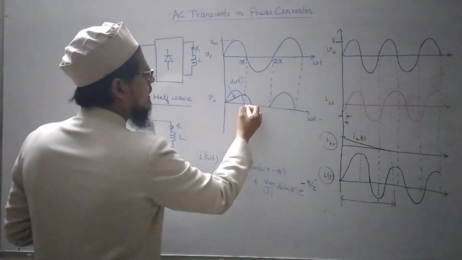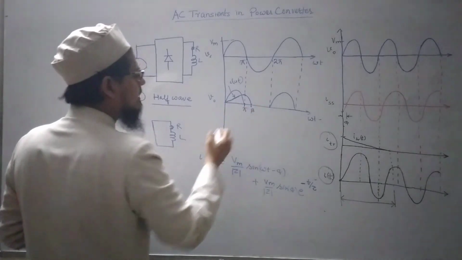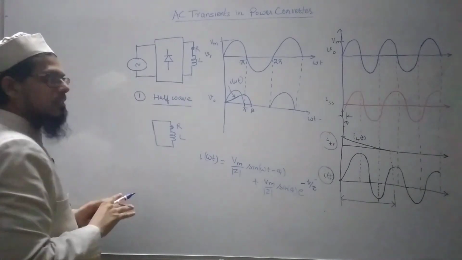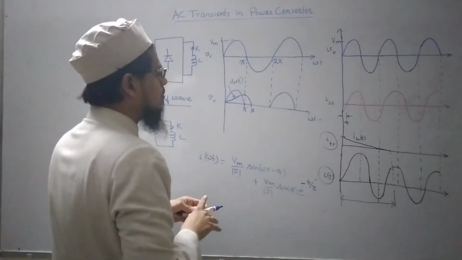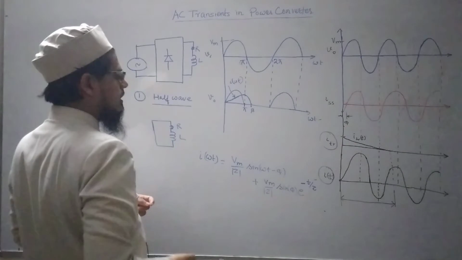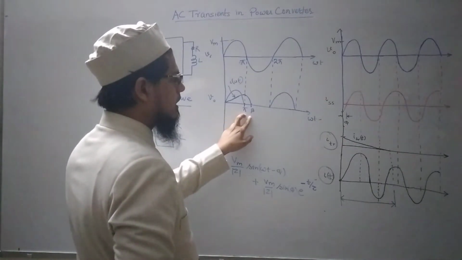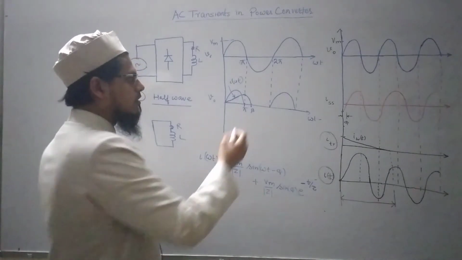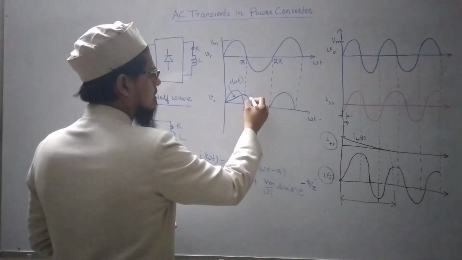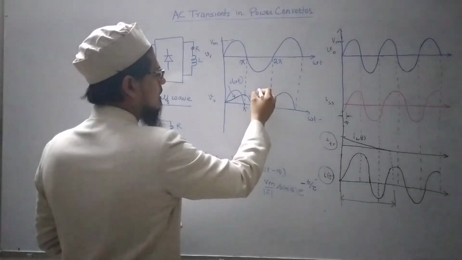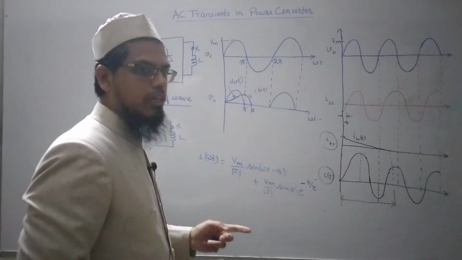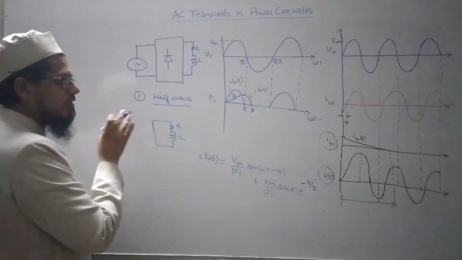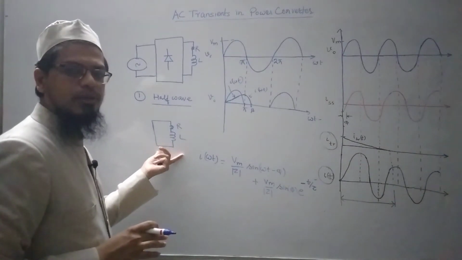So from this point to this point, this is beta, and current is falling to 0 in this region. Now the expression that we have derived for the current will not be valid for this case, because the expression for current would be different, since now we are having this type of circuit.